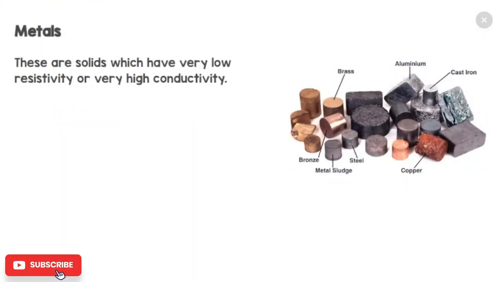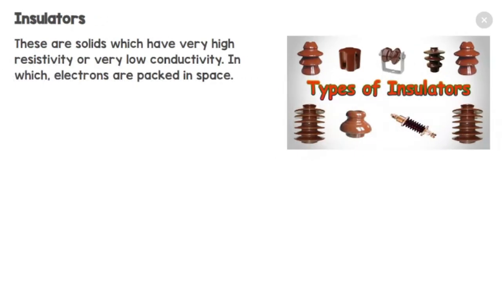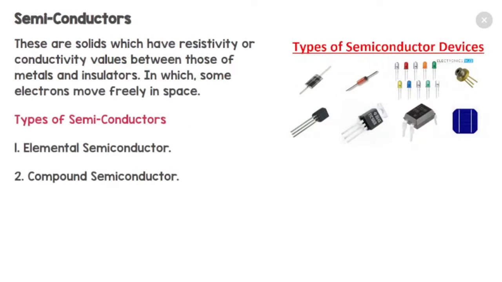Metals are solids which have very low resistivity or very high conductivity, in which electrons move freely in space. Insulators are solids which have very high resistivity or very low conductivity, in which electrons are packed in space. Semiconductors are solids which have resistivity or conductivity values between those of metals and insulators, in which some electrons move freely in space. And there are types of semiconductors.